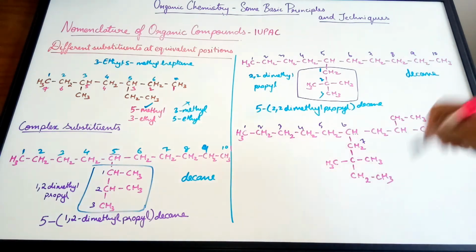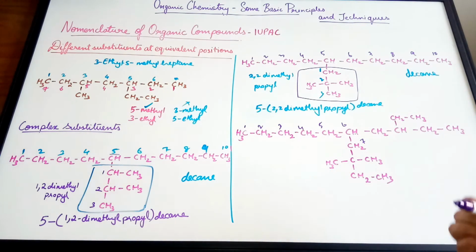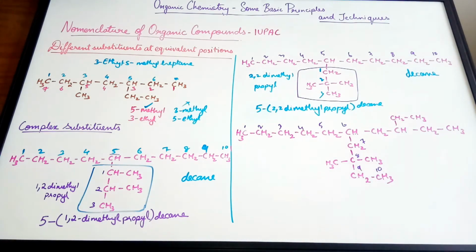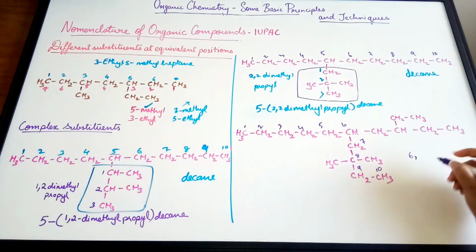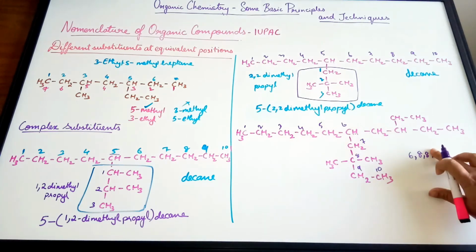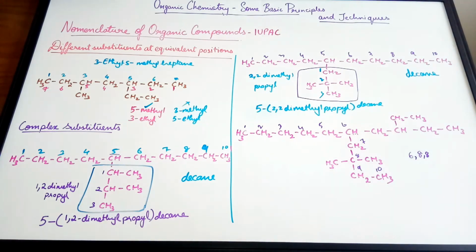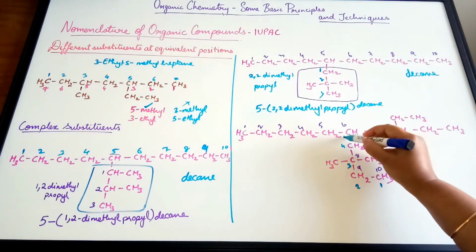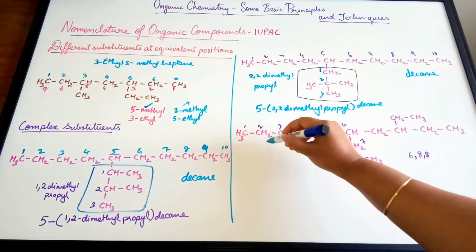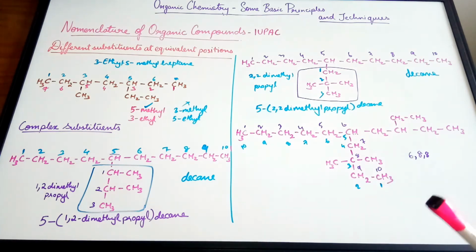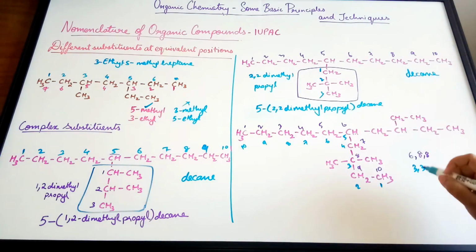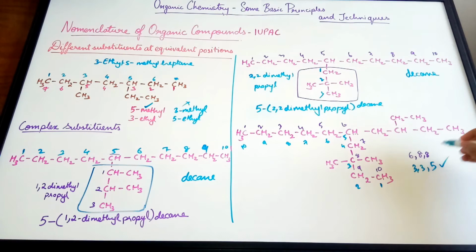Here we'll be considering this chain, which means 1 2 3 4 5 6. This compound compiles all the rules that we've learned from the beginning, 7 8 9 and 10. So here position 6 has a substituent, position 8 has two substituents, and in case of the opposite direction, let's number it: 1 2 3 4 5 6 7 8 9 and 10. According to this, position 3 has two substituents and position 5 has one substituent. So obviously 3,3,5 is considered, whereas 6,8,8 is not, based on the first point of difference rule.